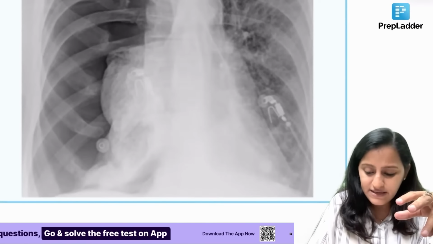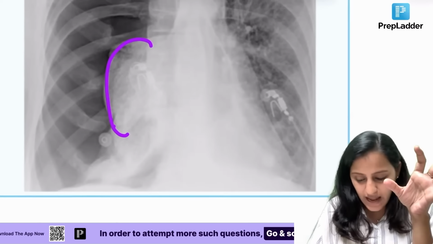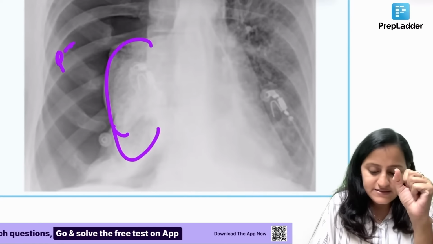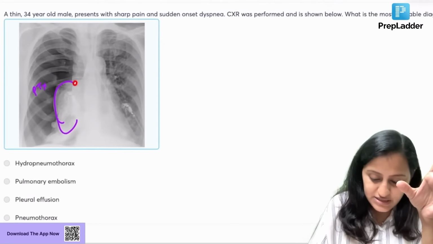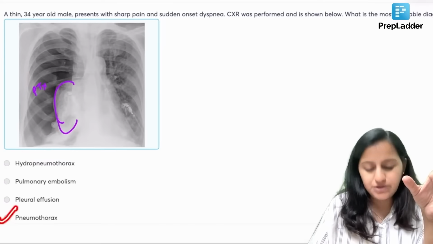Where is the lung here? This margin that you are seeing here, basically this is the collapsed lung that you are seeing. Okay, the white collapsed lung, and this is the pneumothorax surrounding that. You can appreciate this visceral pleural line, and this entire thing is the pneumothorax.